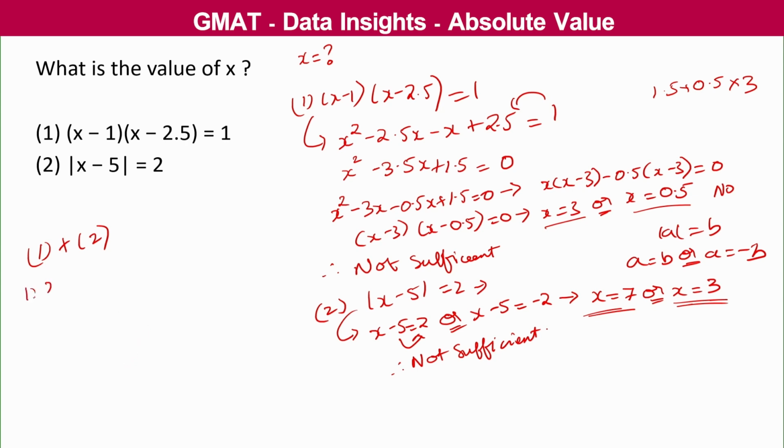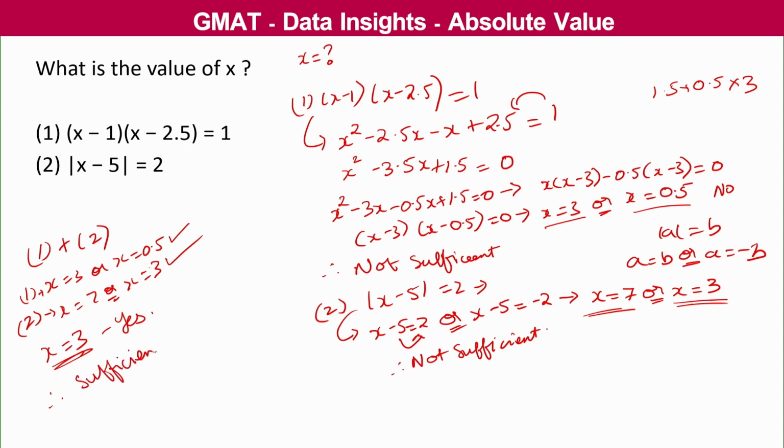So now looking at statements 1 and 2 together, you have the answers that are overlapping. From the first equation you have x is equal to 3 or x is equal to 0.5, and from the second statement you have x is equal to 7 or x is equal to 3. So for 1 plus 2 together, to satisfy both the expressions, we only have the value that x is equal to 3. So yeah, are you getting a definite value of x? Yes, that is x is equal to 3. Therefore, together they are sufficient to answer the question. Therefore, answer is option C, where neither statement 1 nor 2 alone is sufficient, but both together are sufficient to answer the question. So answer is option C.